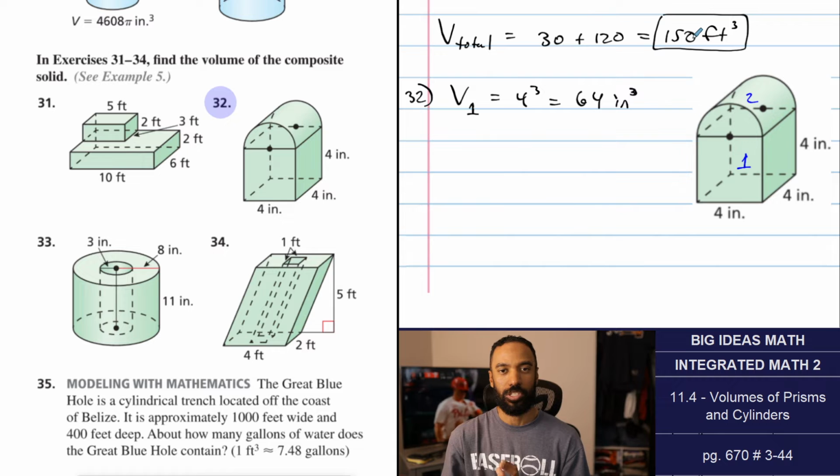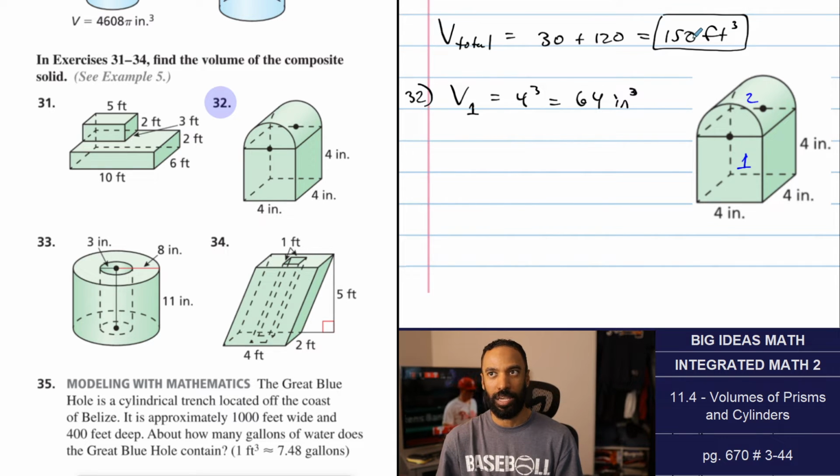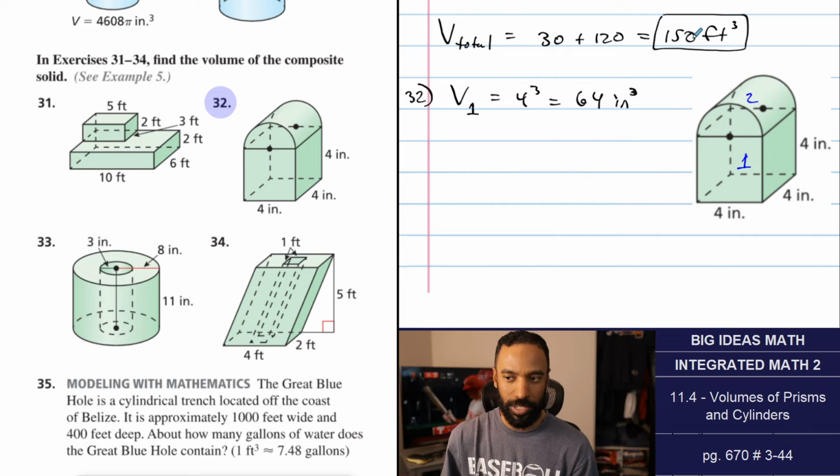I'm just saying don't get too specific with other formulas if you don't know how to get back to the basics of them, or you might mistake them. But for a cube, area of base, 4 times 4, is 16, times height, 4. We do get 64 cubic inches.